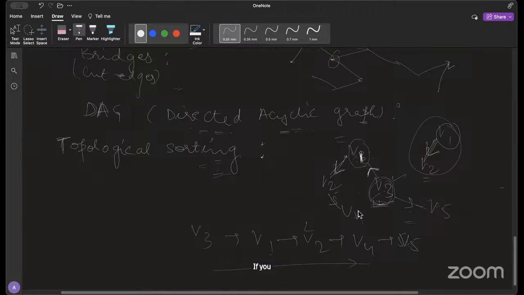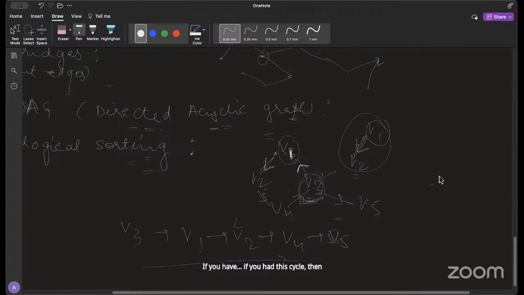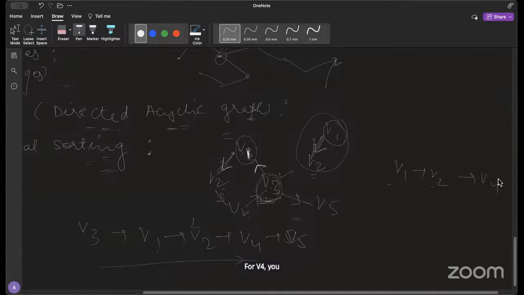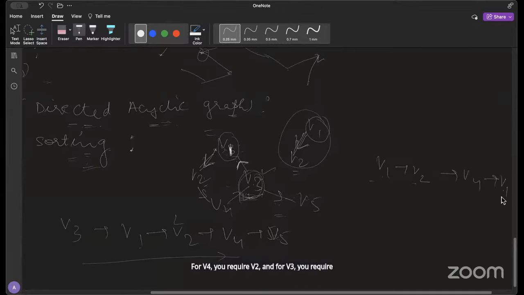If you had this cycle, then the problem would be: from V1 you can go to V2, so for V2 you require V1. For V4 you require V2, and for V3 you require V1. And then this requires V1. I'm sorry, this is V4, V3.